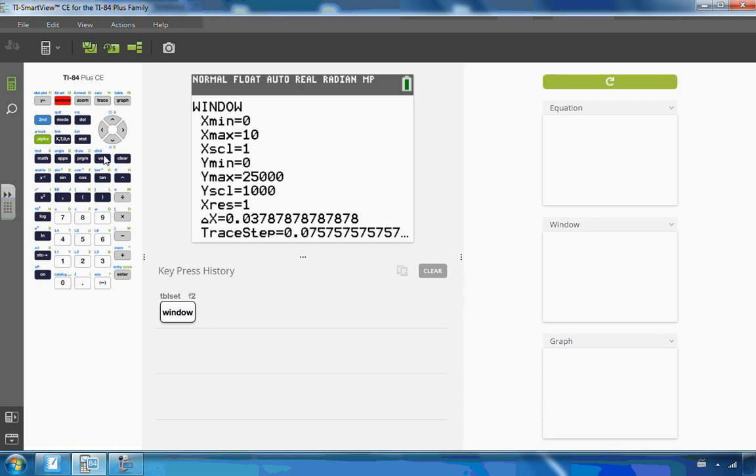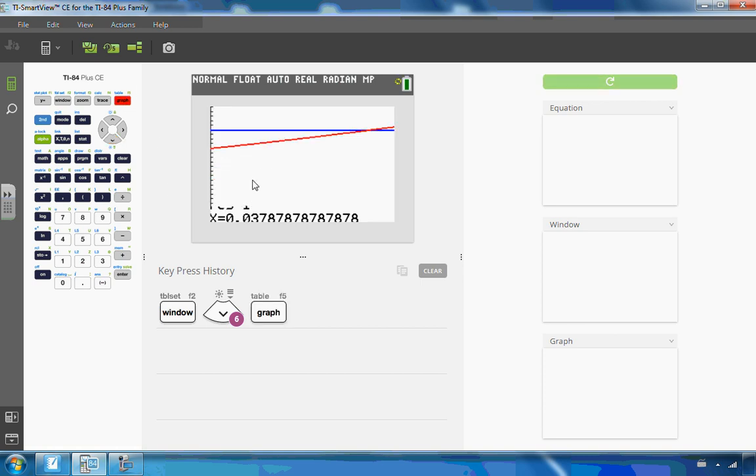So x is a measure of time, so I just went 0 to 10 years up by 1, always starting with 0. Y is the population. So I went from 0 up to, now we want to get up to 25,000. I went just a little bit above that at 25,000, up by 1,000. And again, you can always adjust that if you need to. So there's my graph. I can clearly see the intersection point.